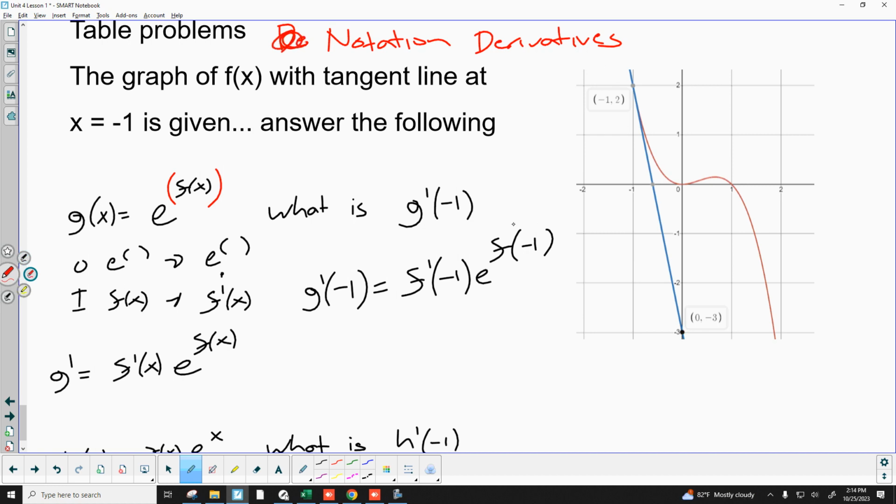Where can you get this information from this graph? Now, I'm told that the graph of f is shown, so the red line is the graph of f, and it's got a tangent line at x equals negative 1. There's the tangent line at x equals negative 1. Tell me what is f of negative 1 and what is f prime of negative 1? Go!